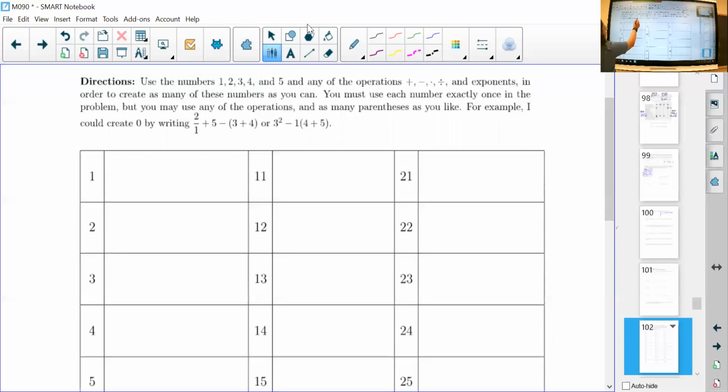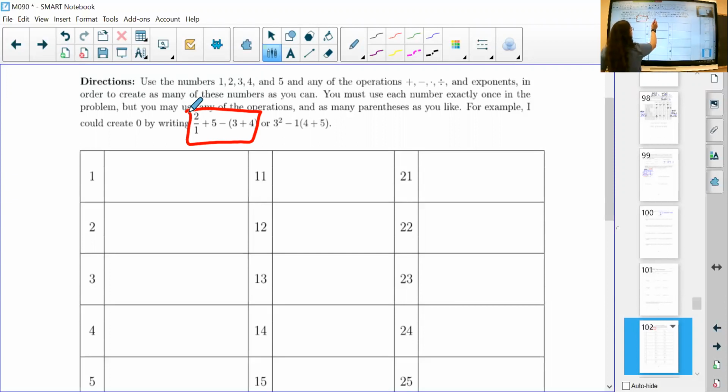So for example, 0. This expression evaluates to 0. I do grouping first, so that's a 7. Fraction bar, that's really a 2. 2 plus 5 is 7. 7 minus 7 is 0.